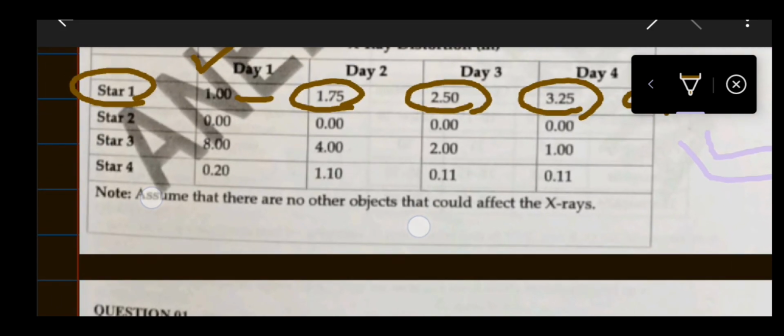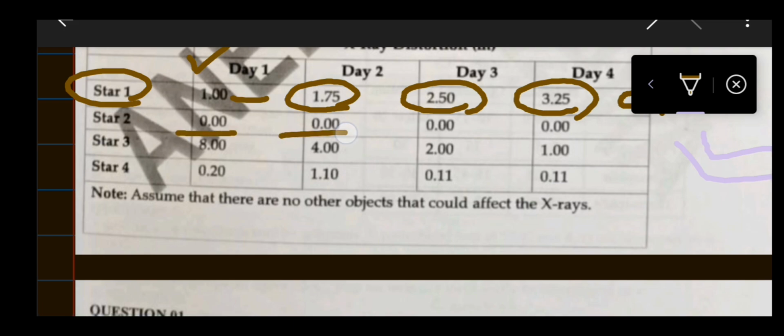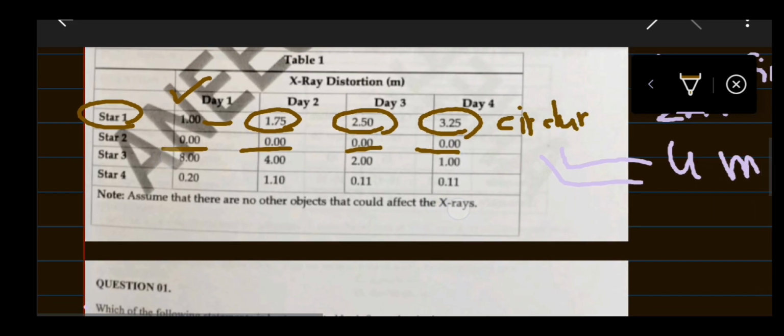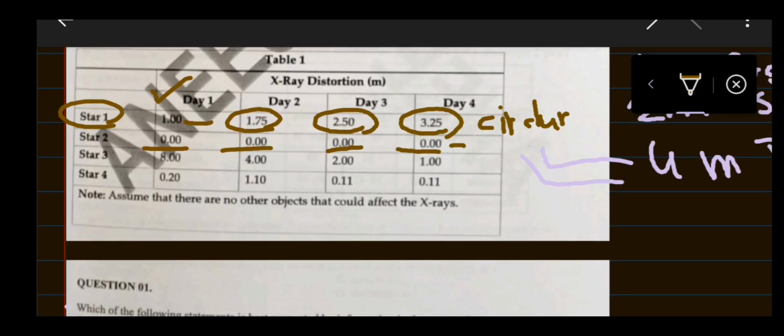After that, in star 2, the values are 0, 0, 0, 0. So this means star 2 has a lack of planets, because there is no X-ray bend or distortion. Then star 3 is 8, 4, 2, and 1. So this is basically complete and decreasing.